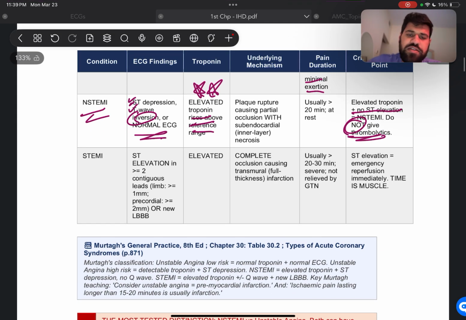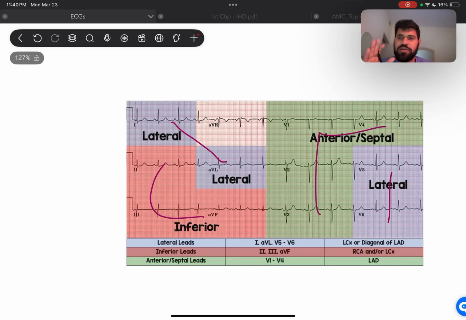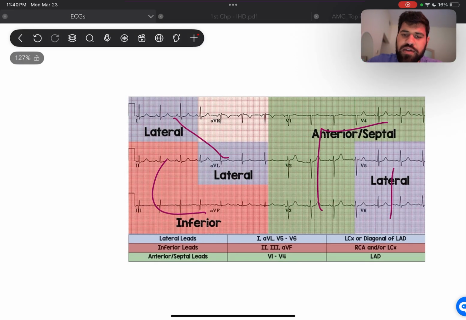All right, in STEMI, as the name suggests, there is ST elevation in at least two contiguous leads. Contiguous leads basically means leads that show you the results of just one continuous side. So we'll quickly come to this ECG here. Contiguous leads would be the inferior ones, the lateral ones, or the anterior ones. It has to be from one group itself. It can't be one lead from inferior, one from lateral, one from anterior. That's not contiguous.